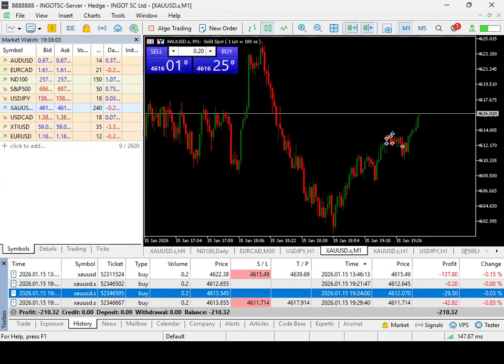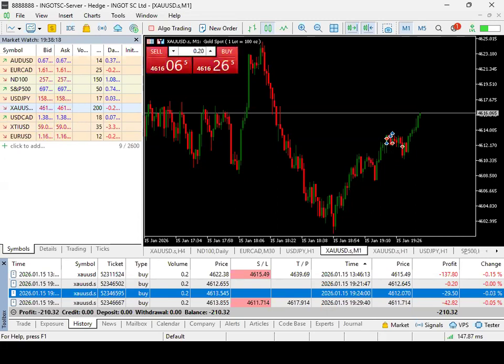Isaac Mwaneki asks why MT5 is not connected to TradingView, so one cannot execute a trade there. Yes, MetaTrader 5 is not connected to TradingView.